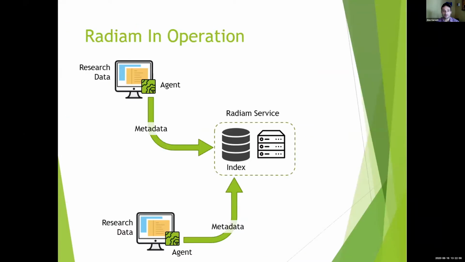Here is a much simpler diagram. You'll see you've got some research data located on, say, a desktop workstation. You run the Radiam indexing client. It pulls metadata. That metadata gets fed into our main index, and multiple other clients can do likewise. You can then query that index from the browser, or you can review it as a project manager.